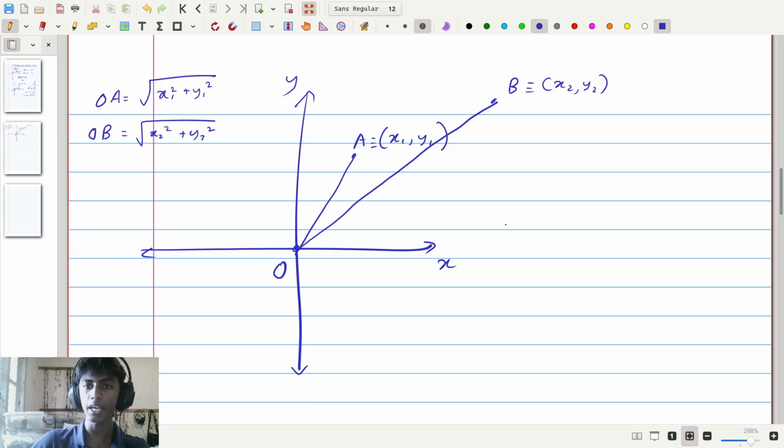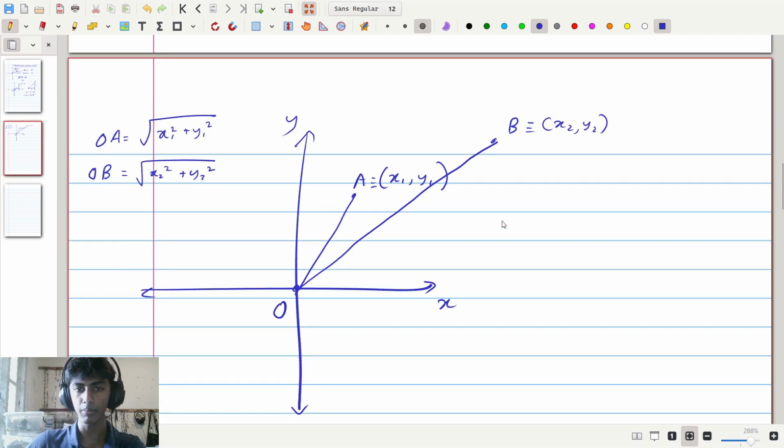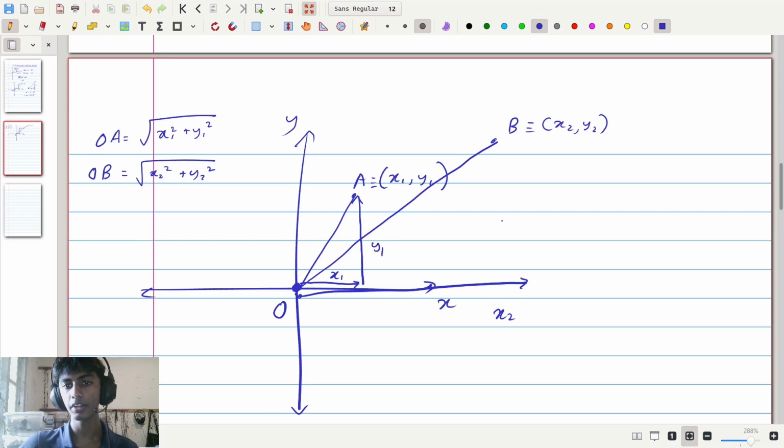What about the distance A to B? Well, in this diagram, what we mean by A being the point x1, y1 is that the distance from the origin that we have to travel to get to A in the x direction is x1. So I'll just mark that as x1. Similarly, the distance we have to travel in the y direction to get to A from that point is y1. So that's what this means. Similarly, to get to B, if B is the coordinate x2, y2, it means that the distance from the origin in the x direction to B is x2, and the distance in the y direction to get to B is y2.